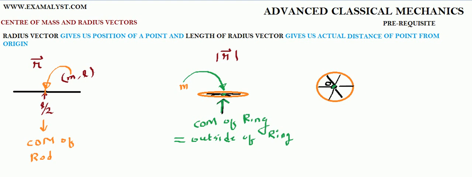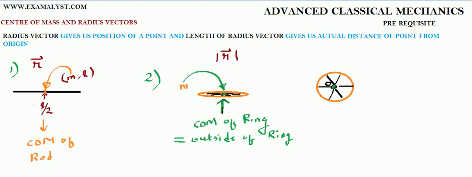So what do you understand? In case number 1, the center of mass of the rod lay on the rod. In case number 2, the center of mass of the ring lay outside the ring. So what do you mean by center of mass? Unofficially, center of mass is a point on the substance or outside the substance where the entire mass of that object is supposed to be concentrated. See why I said supposed to be concentrated?